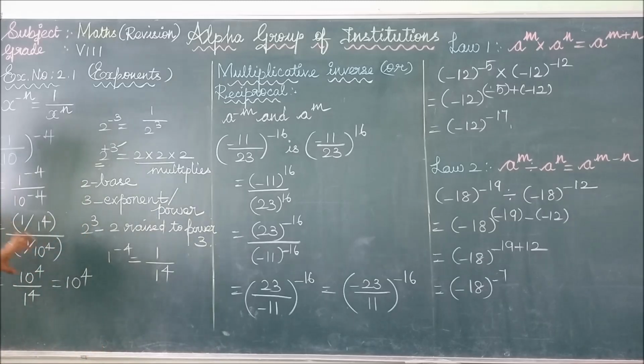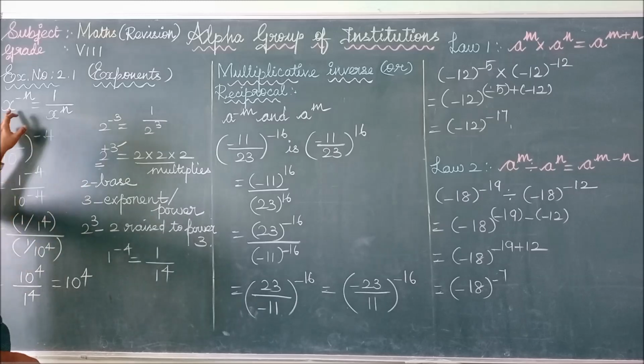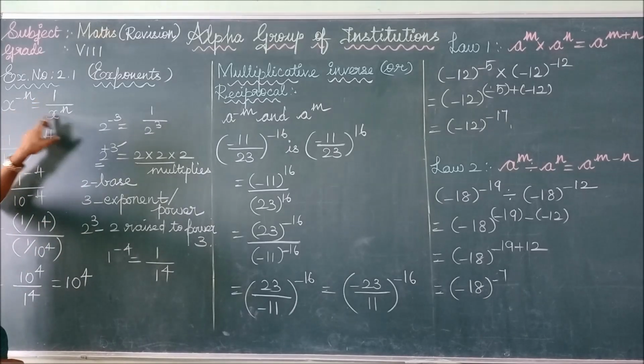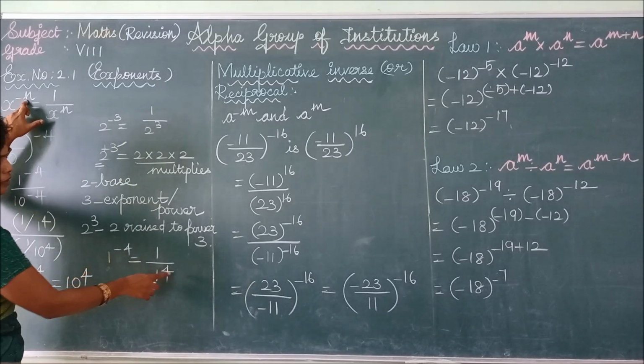So now you can understand easily, I think. This 1 over 10 whole to the power minus 4, you can split and write the powers. Then consider this value only, 1 to the power minus 4. That I can take separately and write here. 1 to the power minus 4, using this identity, x power minus n is 1 divided by x power n. Here x is 1, n is 4. So 1 to the power 4.